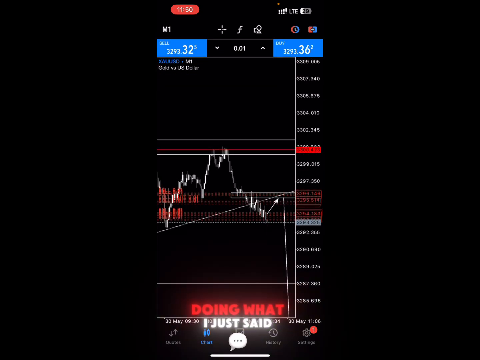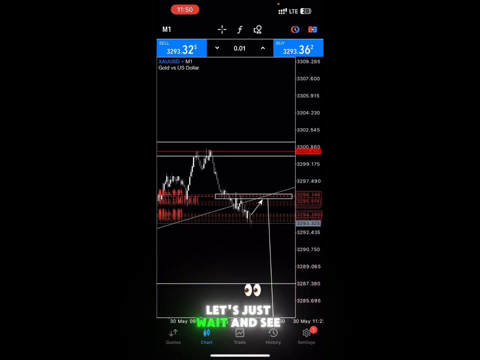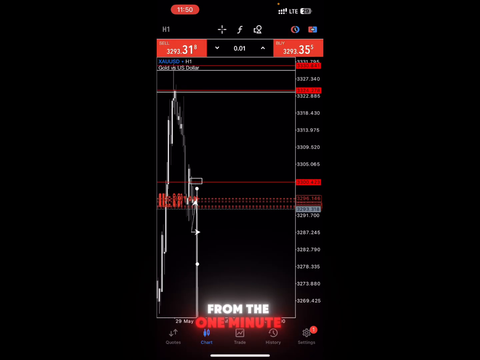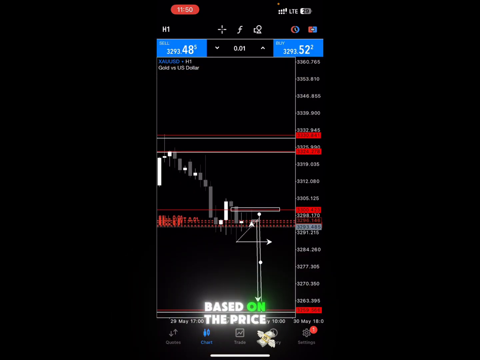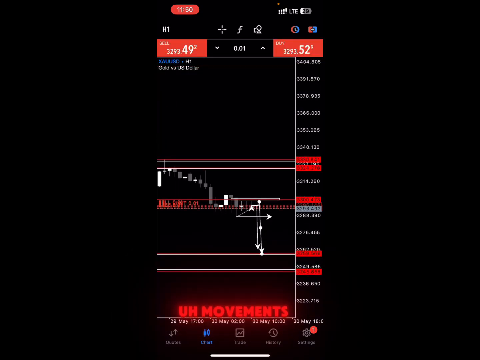It's actually doing what I just said. Let's just wait and see what happens. Let me get away from the 1 minute. Remember that the 1 minute time frame is where you can make the best entries based on the price movements.